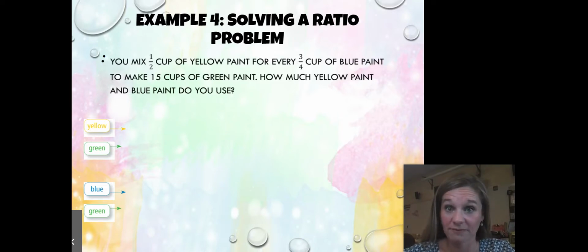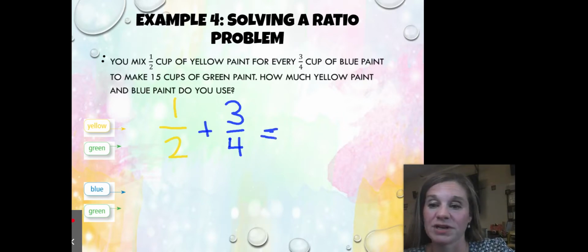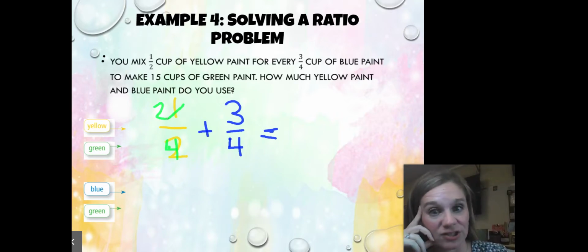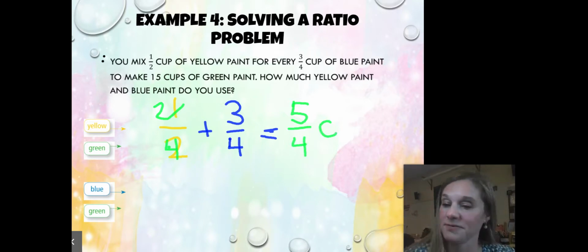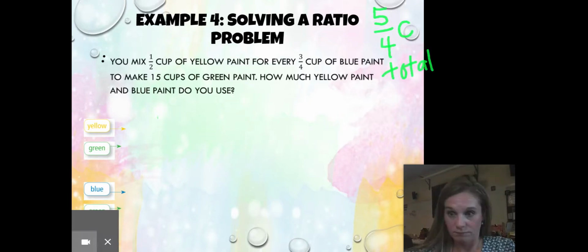So if I were to mix 1/2 cup of yellow plus 3/4 cup of blue, how much green is that going to give me? Because I don't think it's going to be giving me 15 cups. So I need to make these into common denominators. To get 2 up to 4, I'm going to multiply by 2. So that's going to become 4, and that's going to become 2. Now I can just add across the top, and I get 5/4 cups of green paint. So I was right, it doesn't add up to 15. I'm just going to make note of that up here in this corner.